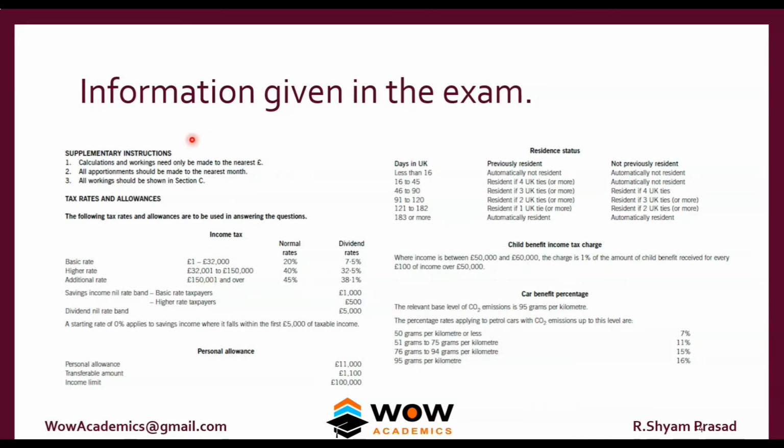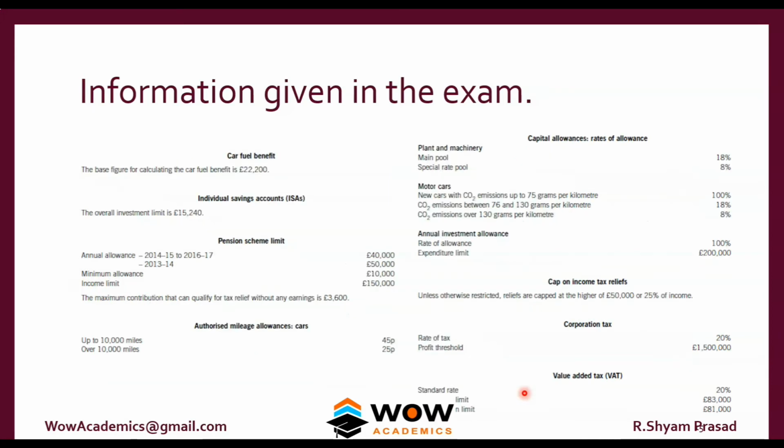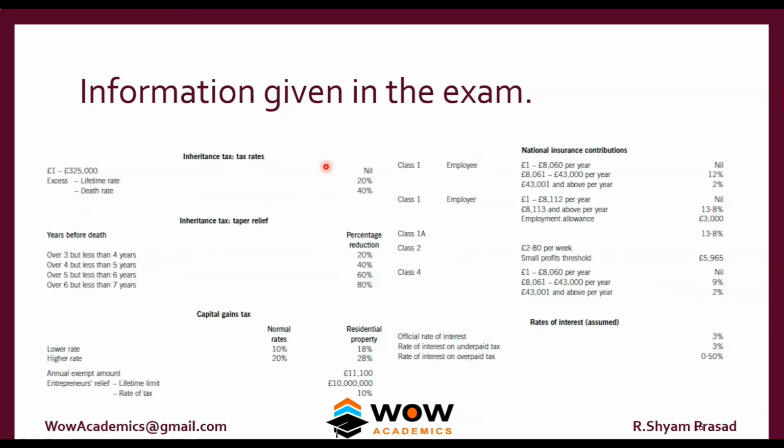So this is the information that is given with the ACCA examination paper. In the question paper you will have this information, so you don't need to mug up any of it. All this information is given in the question paper itself, so you don't need to mug it up. This information is also given here. And finally, this information is also given.